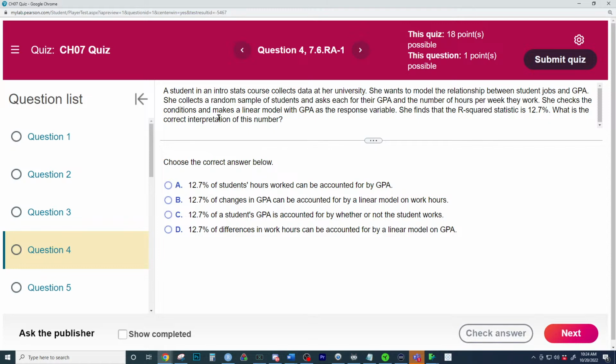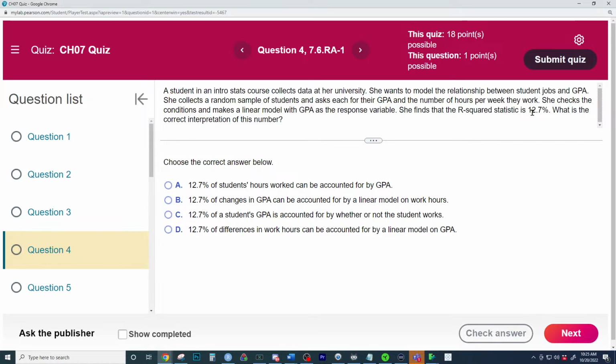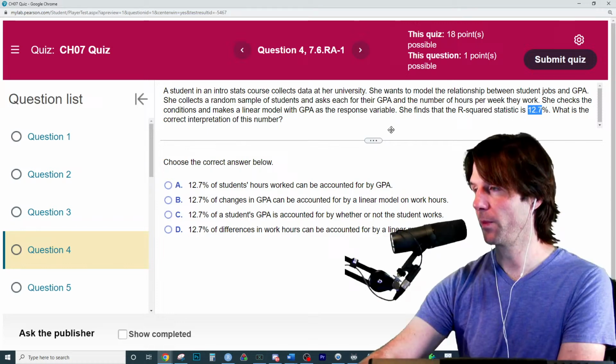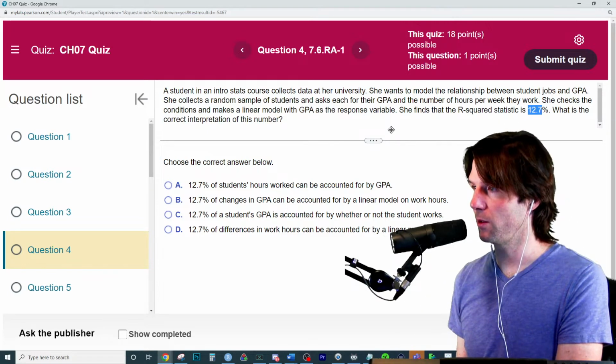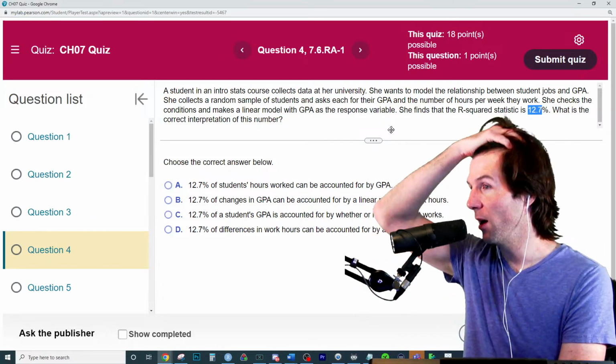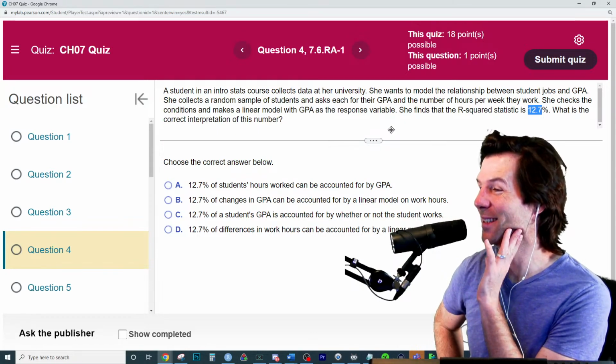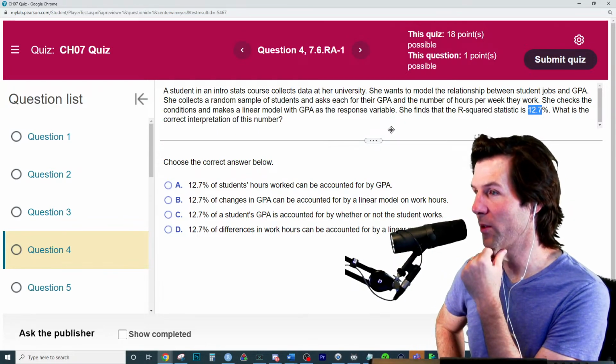She checks the conditions to make sure a linear model is appropriate. QQ straight enough, no outliers, plot doesn't thicken. She finds the R squared is 12.7. What is the correct interpretation? Don't look at their interpretations. And this is good for everyone too. What does the R squared mean? So what does 12.7 mean?